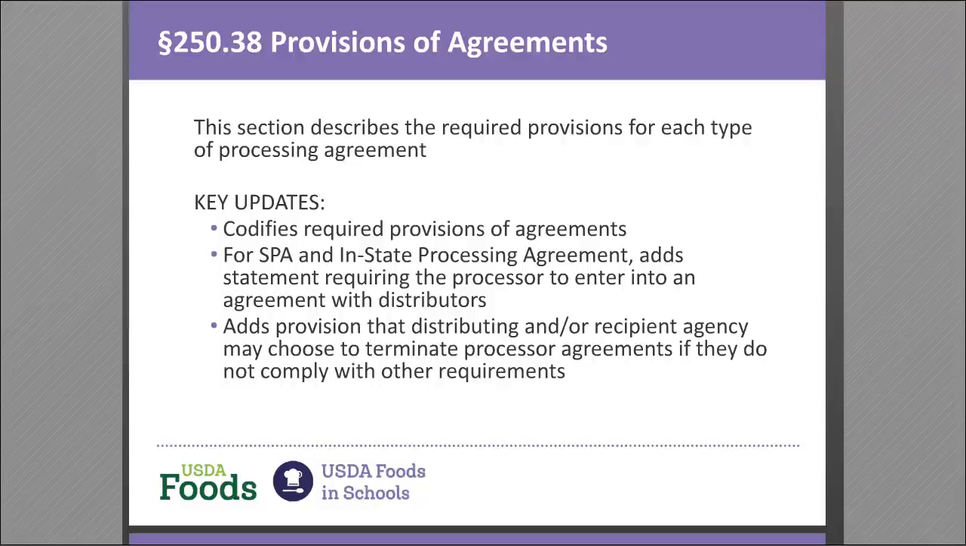We added a provision that distributing and/or recipient agencies may choose to terminate processor agreements if they do not comply with other requirements, but we allow distributing and recipient agencies discretion in determining whether or not to extend or renew agreements when a processor has not complied with processing requirements. However, these decisions will be evaluated by FNS during reviews of distributing and recipient agencies to ensure compliance with processing requirements. These new requirements of agreements take effect as of July 2nd. So you should work to update your agreements with these new provisions as soon as possible.